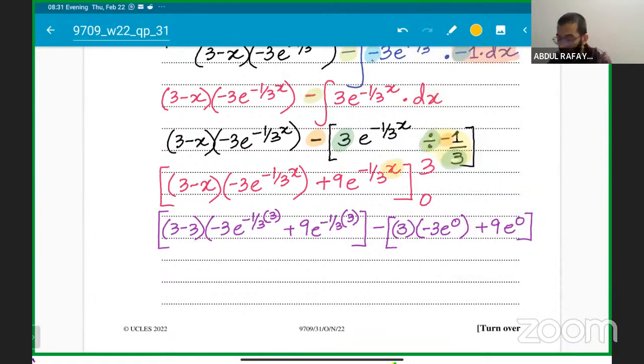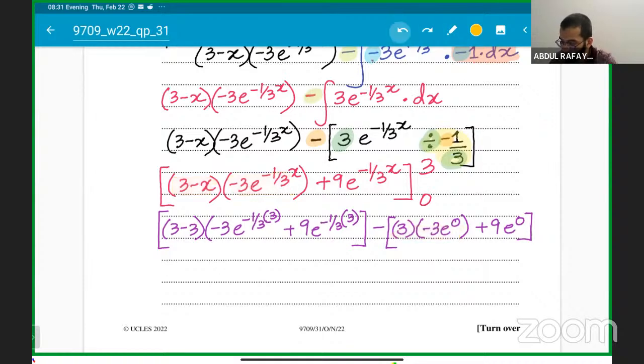When I put 0 here, it will be e power 0, right? Understood? So that's how I've got it, okay? Let me explain one more time. 3 minus 0, I'm putting it 0. 3 minus 0 is 3, sir. Minus 3 e power will become 0, sir. And plus 9 times e power 0 will become 9 e 0. Okay, getting it, guys? Clear?